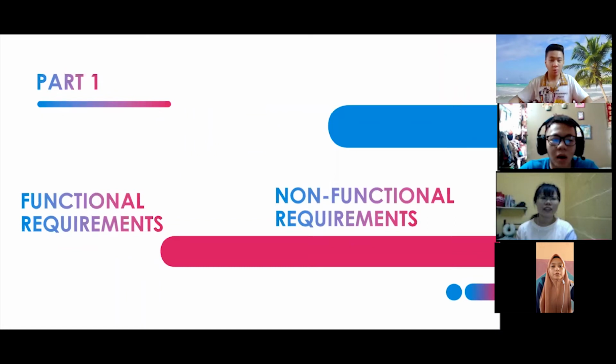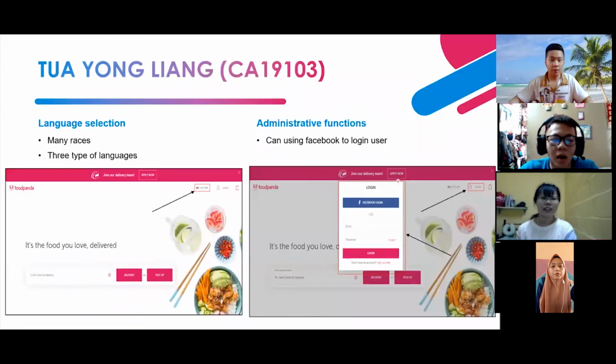In part 1, we have functional requirements and non-functional requirements. For the functional requirement, since Malaysia has many races, Foodpanda Malaysia provides 3 types of language for users to access the website easily. A variety of languages lets users order food more easily in their own familiar language without facing any difficulties.